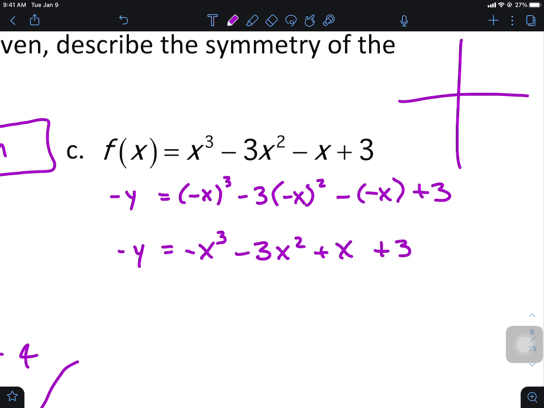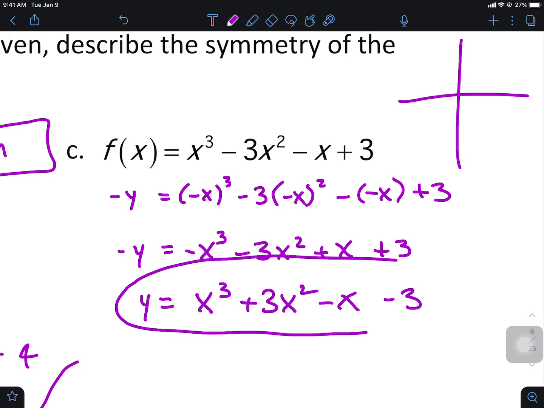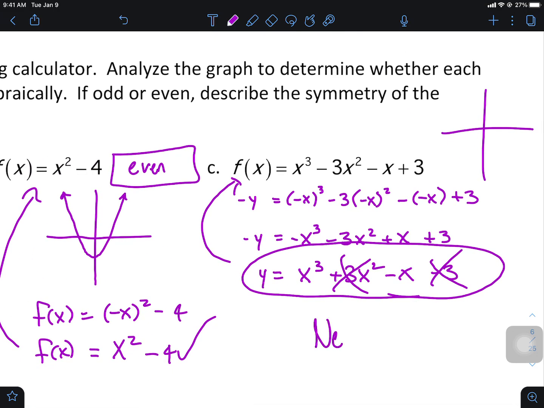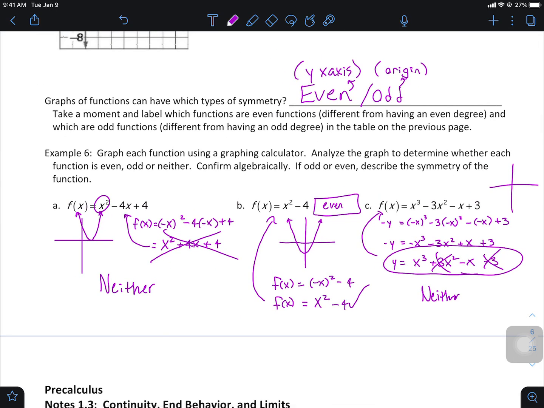And then just like the previous example, we can divide everything by negative 1. And that basically just changes all your signs around. Okay, so this is your equation here. Now, it's very similar to what you got, but not quite. The negative 3x squared versus 3x squared messed us up, and this negative 3 messed us up. So this one would also be neither. And that's going to be it here for today.